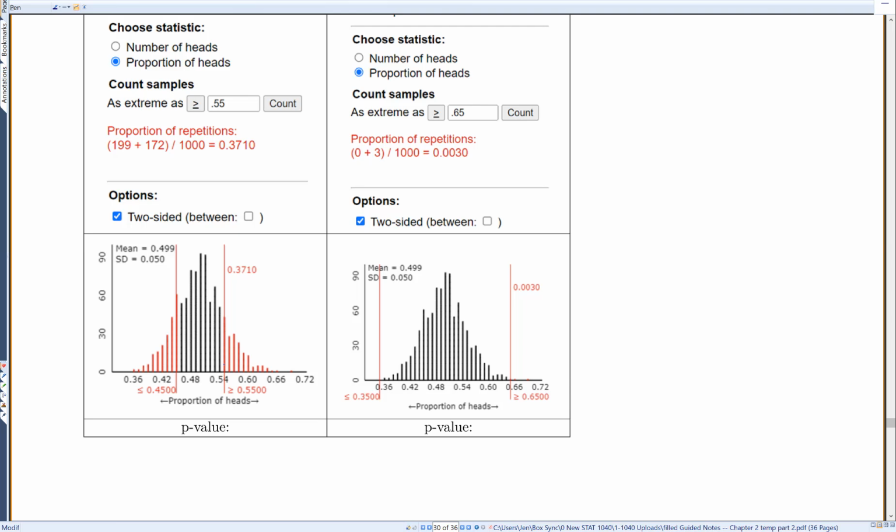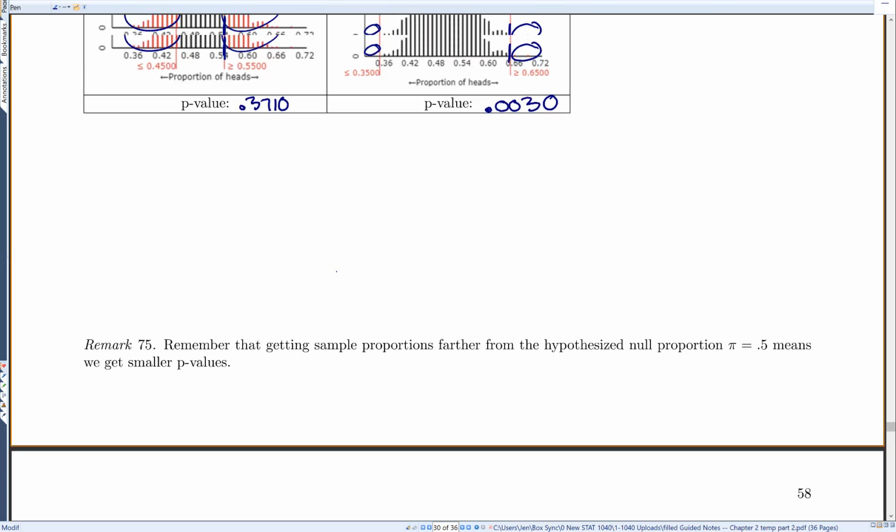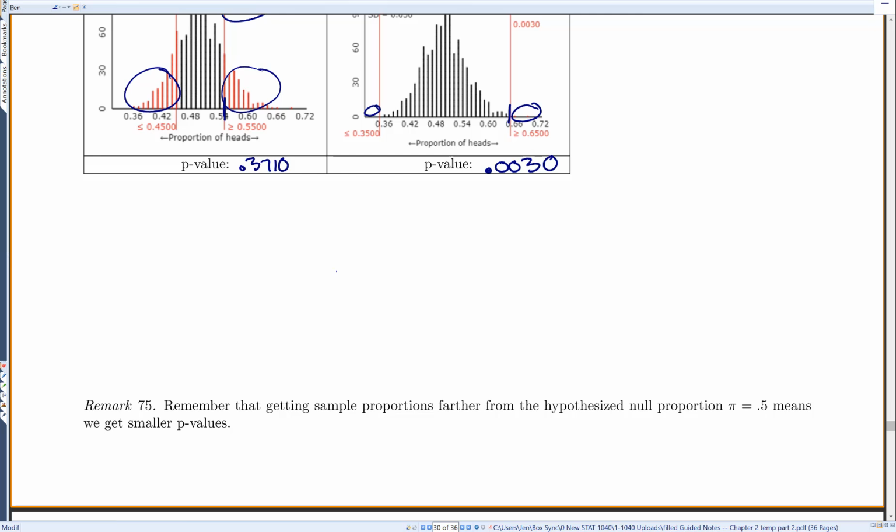And now notice, here is 0.55. There's a lot of area in the tails. But if I go out to 0.65, there's a very small amount of area out in the tails, right? So my p-value for the first one is 0.3710, and my p-value for the second one is 0.0030. So when I go farther out in the tails, I get smaller p-values. Remember, getting sample proportions farther away from our hypothesized null proportion of pi equals 0.5 means we get smaller p-values. Most of this was just to help you develop your intuition, except for those two-sided tests. Very important, very common in research. You need to know that you have that option of doing a two-sided test.